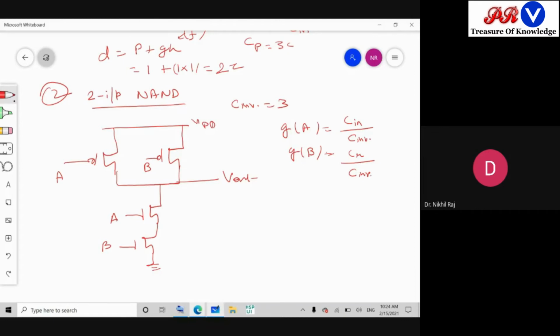So what should be the electrical effort of A and B inputs? For this we should know what are the dimensions of these MOSFETs. With respect to what are we doing this? We are doing it with respect to an inverter whose dimensions are 2 and 1. Okay? We are doing it with respect to 2 and 1. So what should be the dimension at these places?